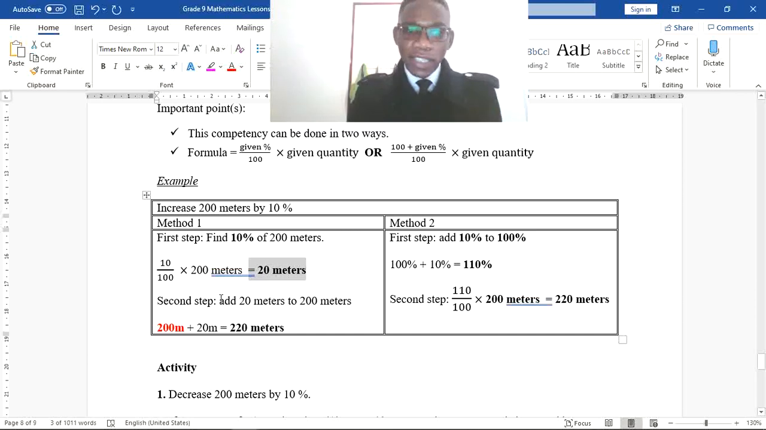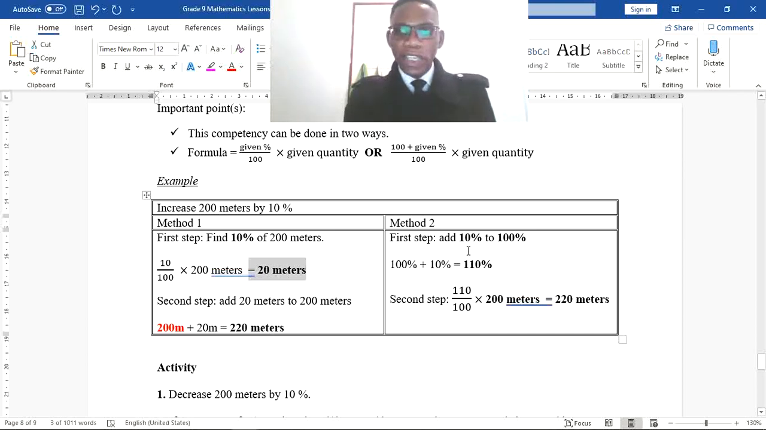The second step, you add the 20 meters to 200 meters, so you get 220 meters. Remember, we had 200 meters, but because we have increased it by 10%, we now have 220 meters. That is method number 1.